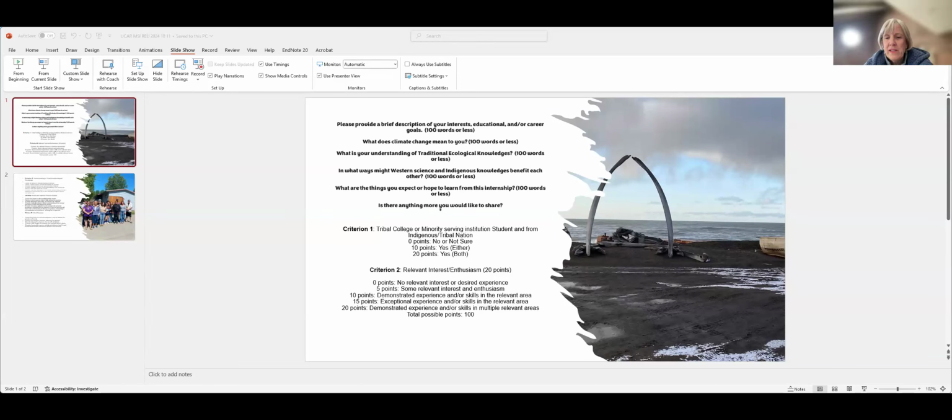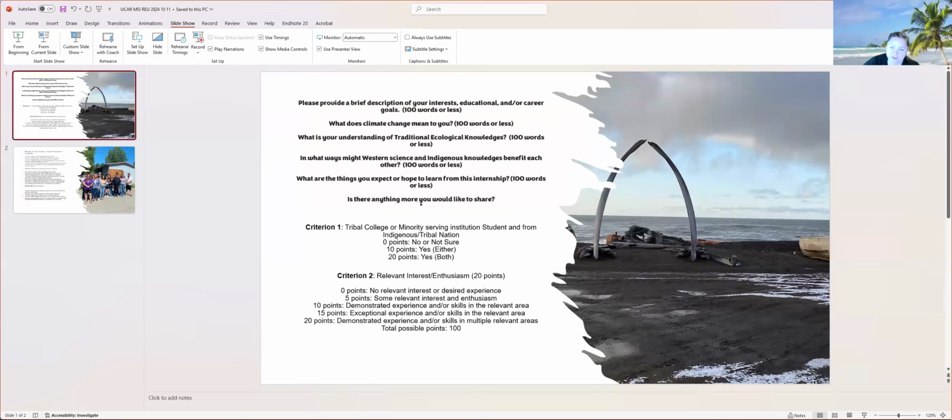Indigenous methods and methodologies are not taught at institutions. And for Native students and Native scholars, it's important that we not only learn from place-based knowledge specifically, because there's a depth to it from Indigenous perspectives. But here are some of the questions: provide a brief description of your interests, your education or career goals.